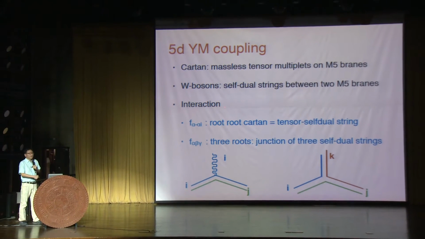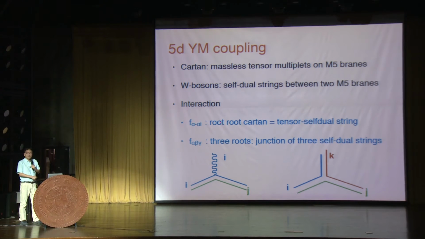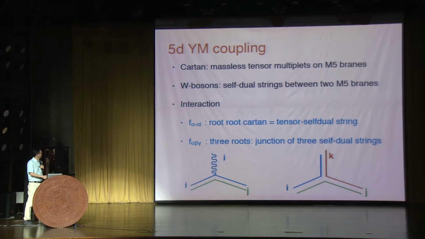Now, interaction between W bosons and photons can arise from two elements, which have two different origins in 6D. For example, if you look at the structure constants in Lie groups, then you have a root and Cartan. It can be regarded as a self-dual string interacting with the tensor multiplet. On the other hand, if you look at roots whose sum is equal to 0, in this case one can see it originates from a quarter BPS junction, which you can wrap on a circle.